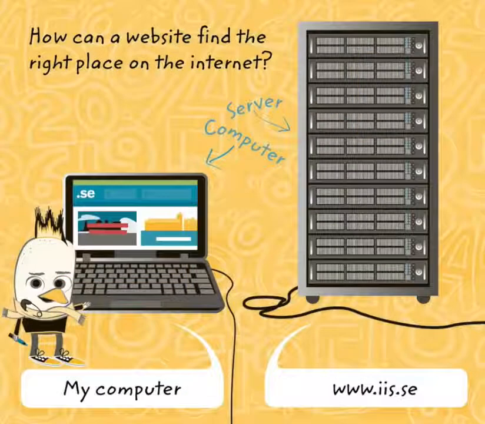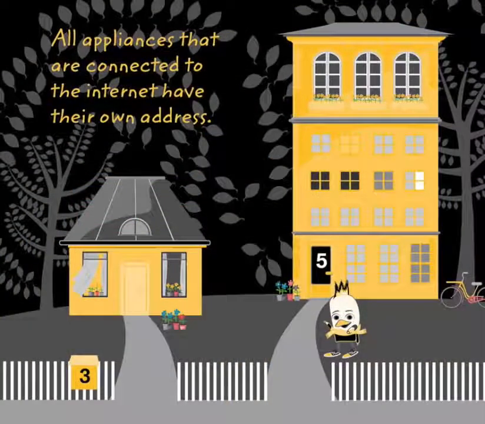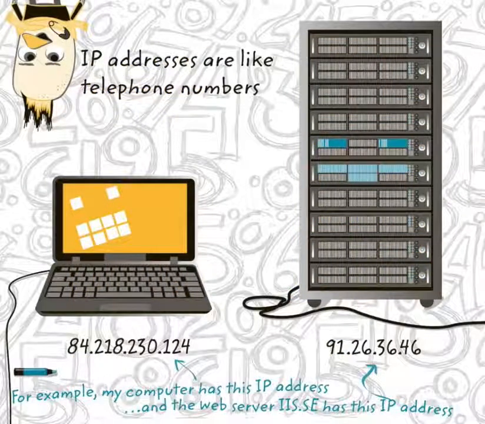How can a website find the right place on the internet and arrive on my computer? That's because all appliances that are connected to the internet, like computers, mobiles, and servers, have their own address. It's like the house you live in. It also has its own address so that you can receive mail and people can visit you. You can also say that internet addresses are like telephone numbers. The right number in the right order make the computers and mobiles able to find each other on the internet. It's like calling a telephone number and having someone answer. IP addresses are like telephone numbers.